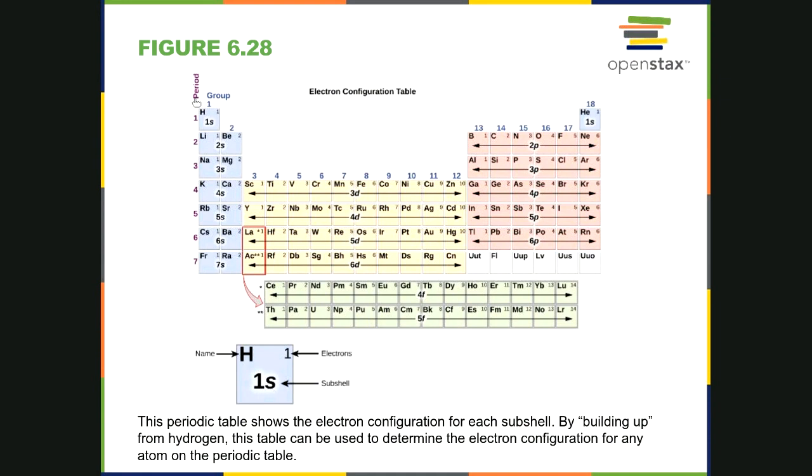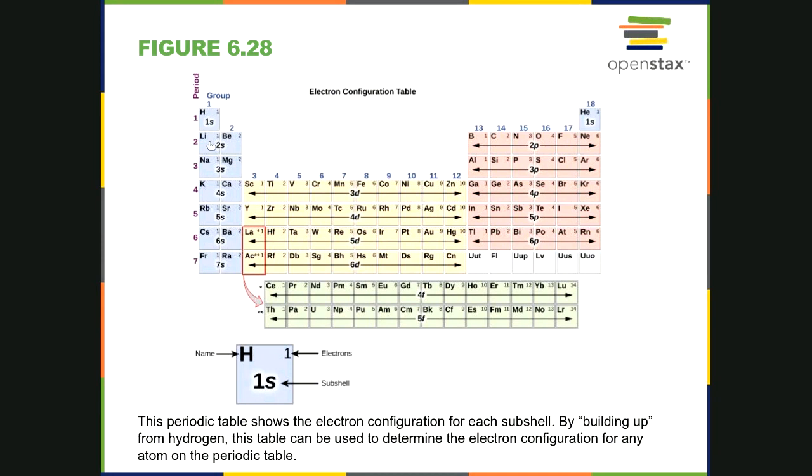Now, the periodic table is actually organized based upon how the electrons fill up the orbitals. And we can separate the periodic table into blocks. So if you see this, these first two columns and the helium is an S block. This yellow region is a D block. This region is a P block, and the two bottom rows is an F block.